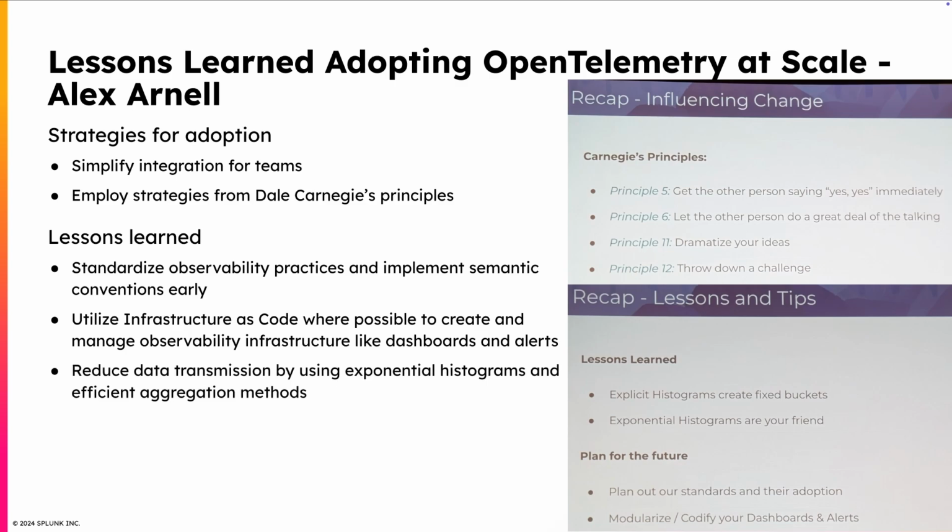Now, one of the important lessons that they discussed here was how they reduced data transmission by using exponential histograms and efficient aggregation methods with their telemetry data. So if you're looking at a metric in a histogram like the duration of HTTP requests, the default histogram configuration was using fixed bucket sizes with a limited range of duration. So instead they used exponential histograms, which were dynamic based on the value of the data that was being received by the collector. And they created a custom aggregation method.